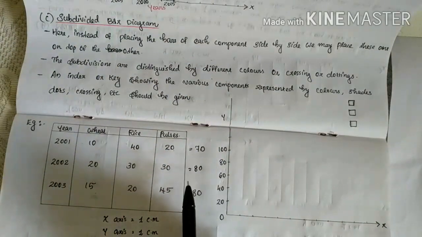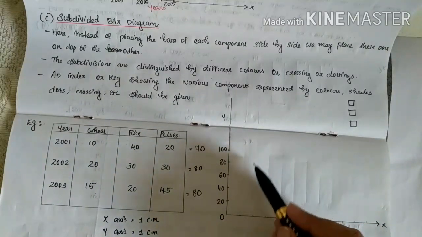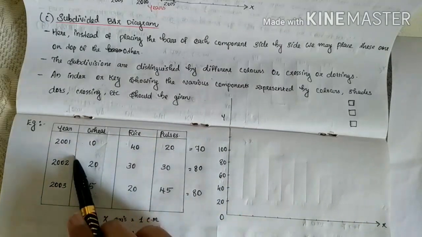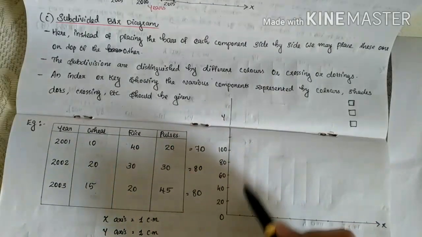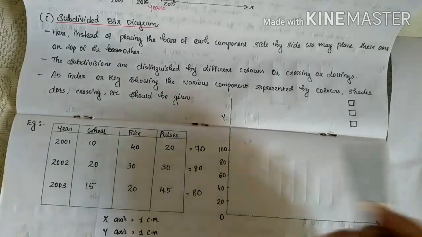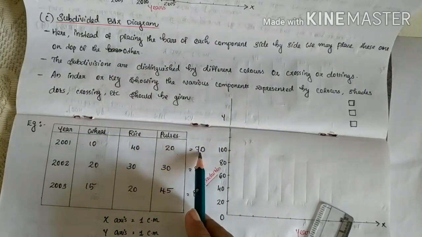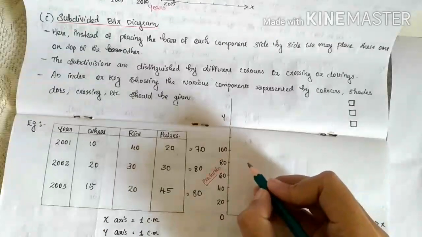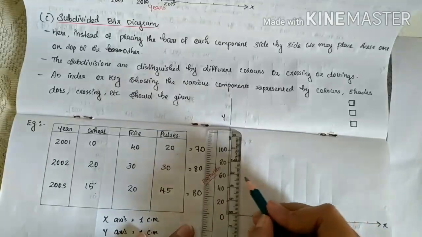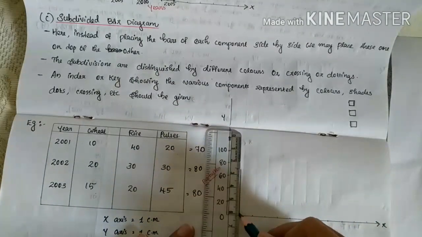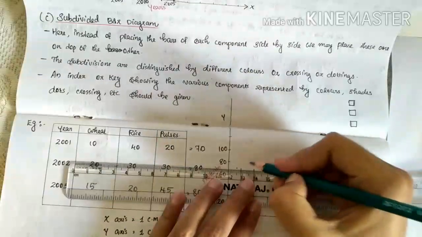After that, you have to draw the subdivided bar diagram on the baseline. In this subdivided bar diagram, the total length of the bar is proportionate to the total of the year. So, in the year 2001, the total length of the bar is 70. First year is 2001, the total production is 70. So we mark 70 here, drawing a bar using a scale and pencil.